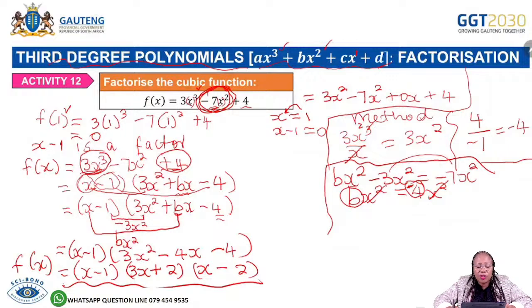is: factorize the cubic function f at x is equal to minus x cubed plus 8. I want you to try this one, grade 12. Use any method that you are comfortable with. It can be synthetic division, it can be a long division, or the short method that I've just indicated to you now. Please find the factors for this one.